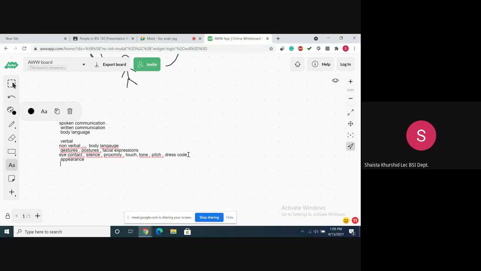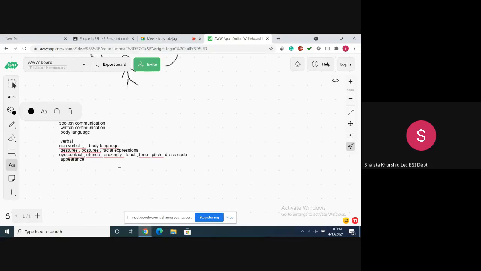I'm not saying that people who wear good stuff or branded stuff, that's not the case. Actually, you have to wear something like a dress code. You should have a sense of which environment, which context, which dress code is for. Okay? So your appearance should be according to that particular environment. And silence is also non-verbal communication. So these are the verbal and non-verbal communication.